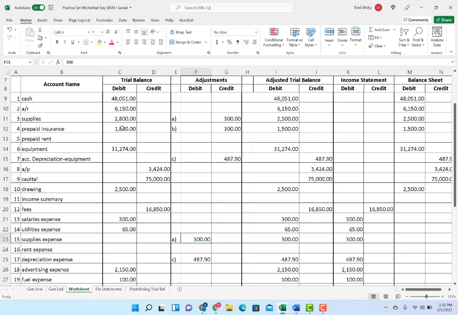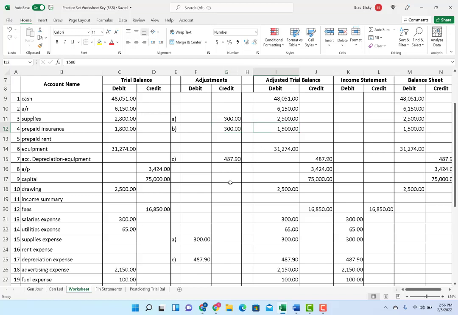So prepaid insurance, notice it started at $1,800. That was our original entry. Well, that's how much insurance coverage we were due at the beginning of the month. Now we're at the end. So we used up a month of that coverage. Well, $300 has been used up. The insurance company still owes us 5 months worth of coverage because we paid in advance. By the end of January, they owe us that amount. So after we have the credit of $300, the new balance that's going to show up on our balance sheet for prepaid insurance is $1,500.